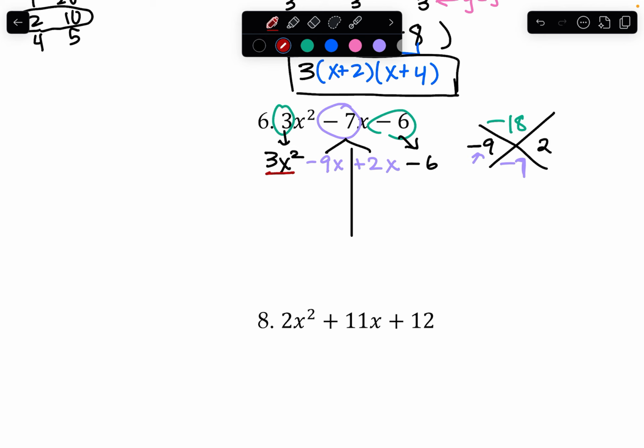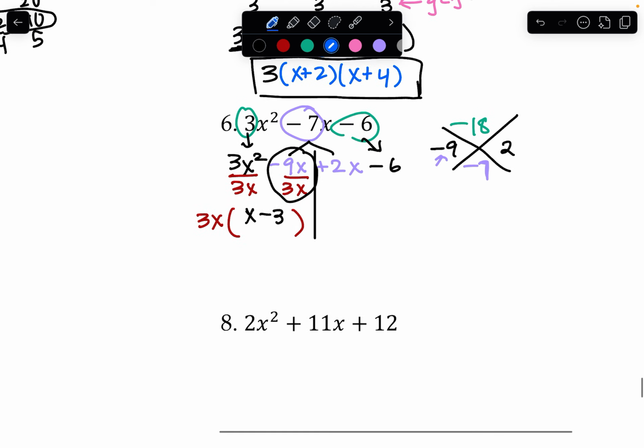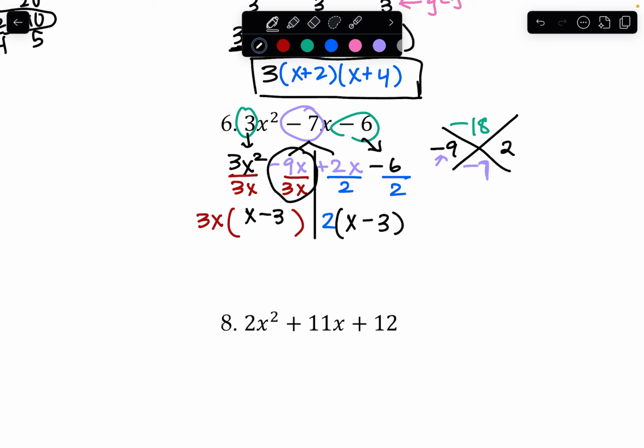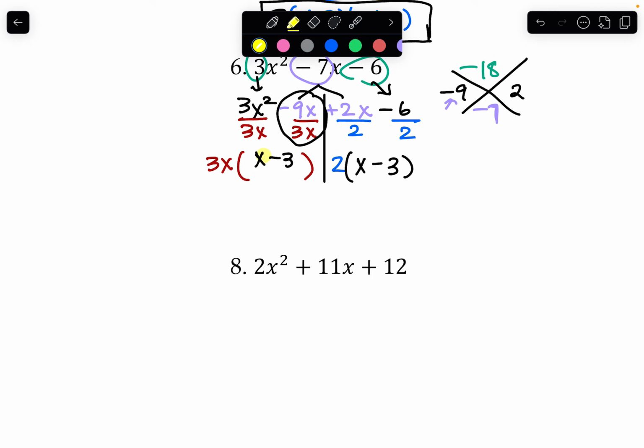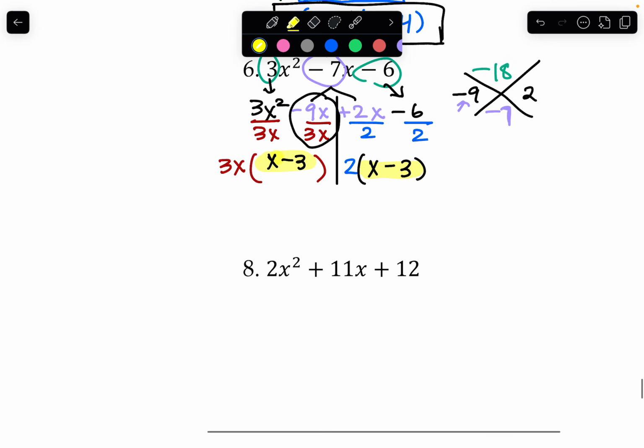So my first pair, both of those are divisible by 3, and they both have an x. So 3x is my GCF. 3x squared divided by 3x is just x. And then negative 9 divided by 3 is negative 3, and the x's cancel. For my second pair, I can divide both of those by 2. 2x divided by 2 is just x. Negative 6 divided by 2 is negative 3. And so my parentheses match, which means I'm doing everything right so far.